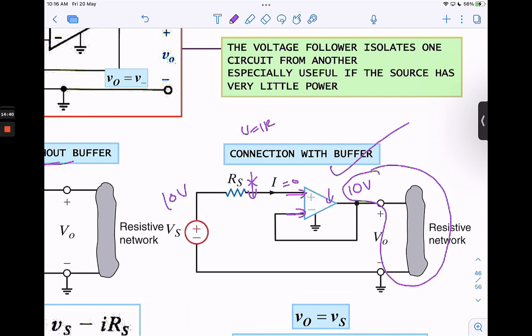This will cause attenuation of the signals, and it is not desirable in the measurement circuit, especially if we want to measure small signals that come from our body, for example. Okay? Any questions so far?